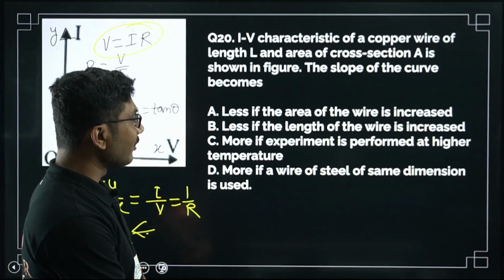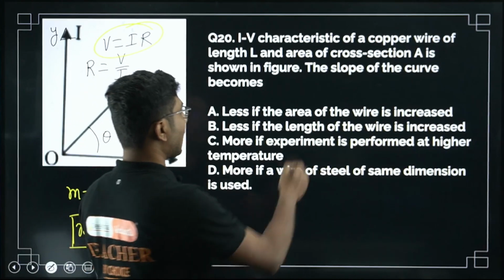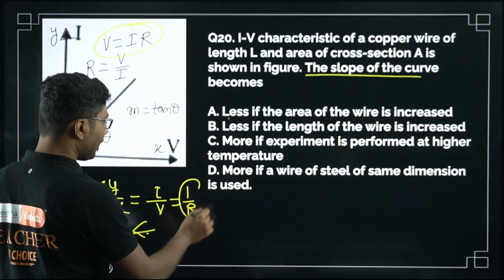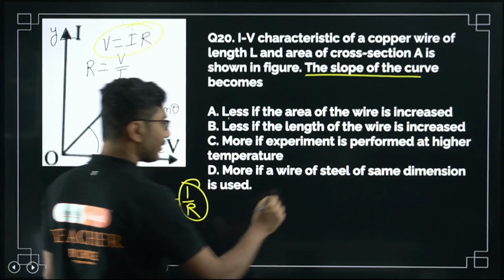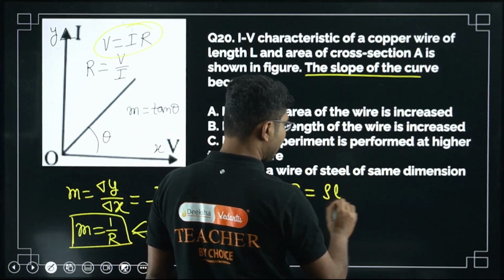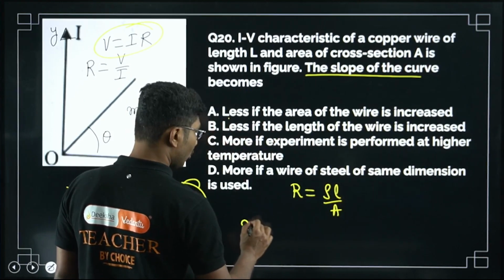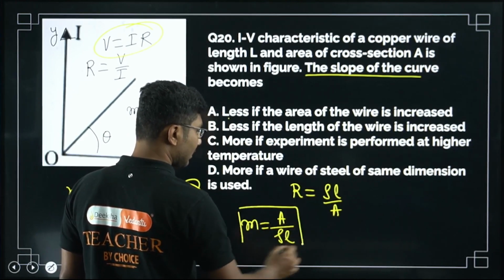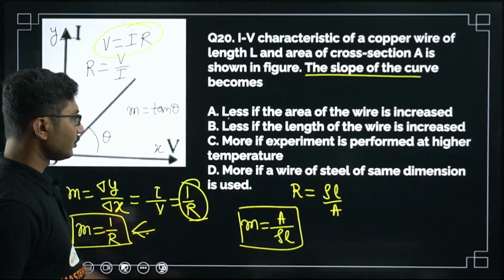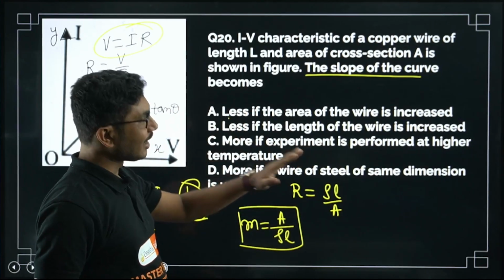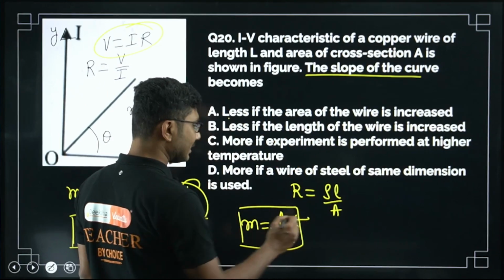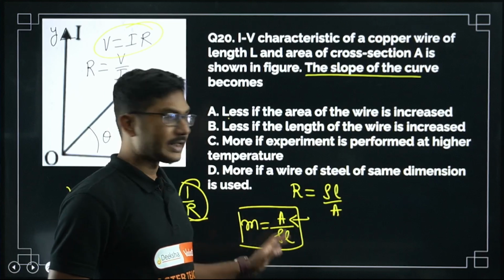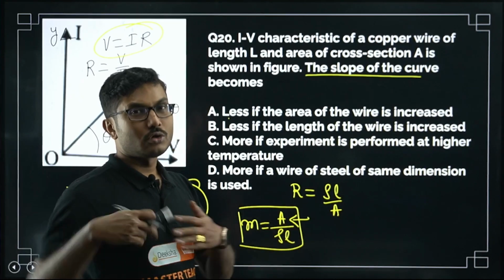Less if the area of the wire increased. Slope of the graph is basically dependent on 1 by R. Now resistance is rho L by A. So slope will be equal to A by rho L because it is inverse, right? M is obviously 1 by R, so you have to just reverse it. So if the area of wire increases, then slope will also increase. Slope is directly proportional to area. So if area increases, slope will increase.